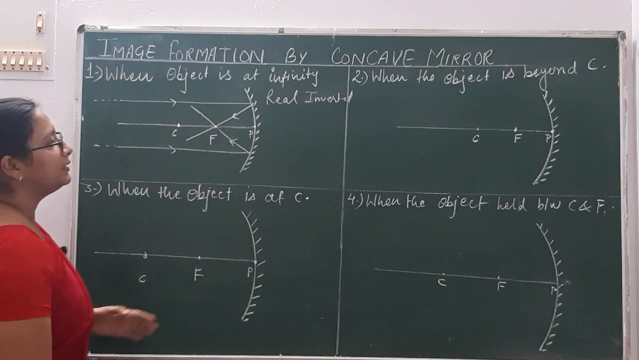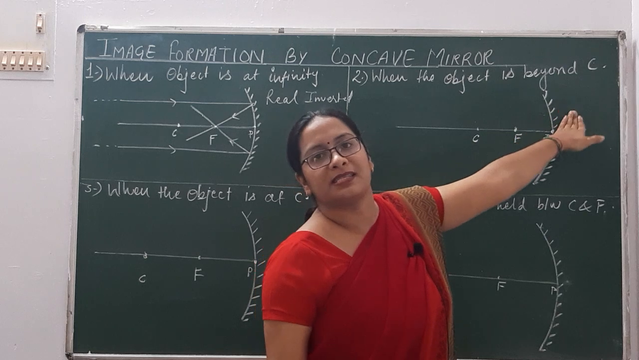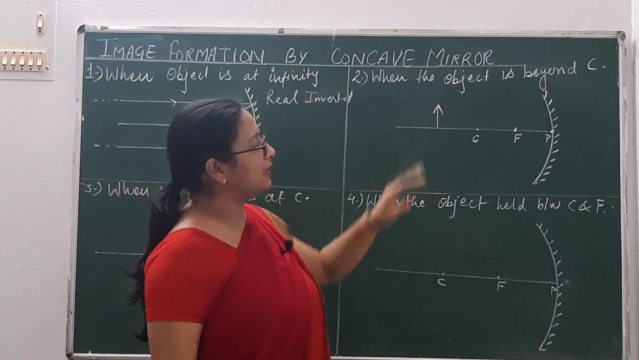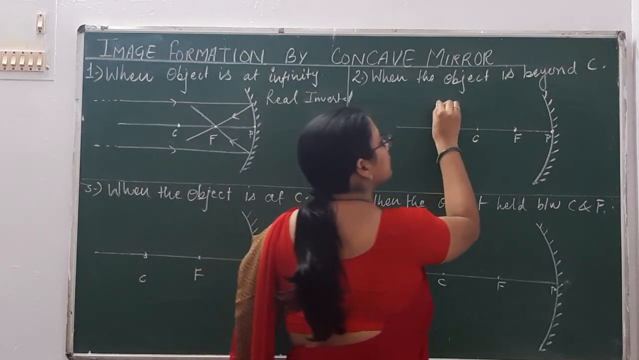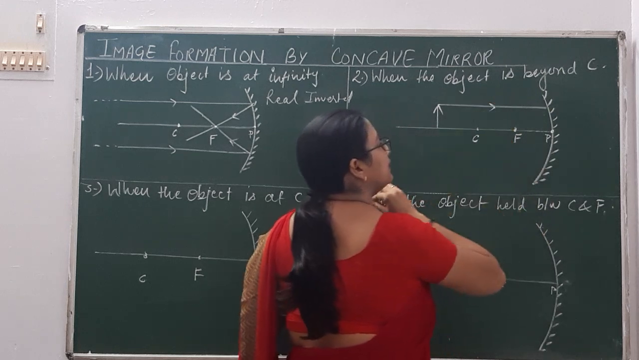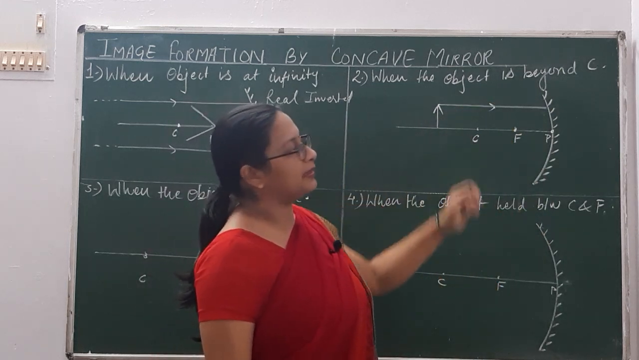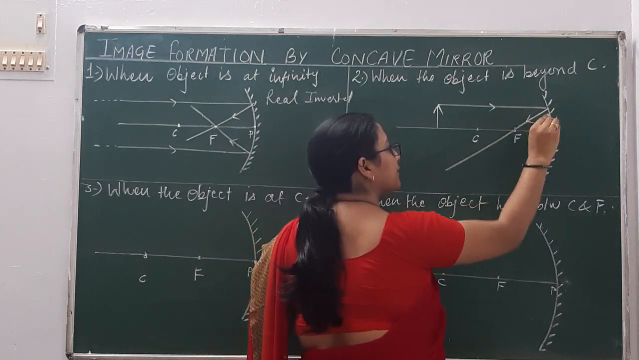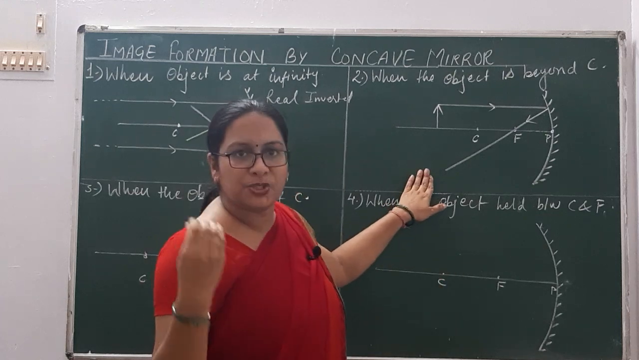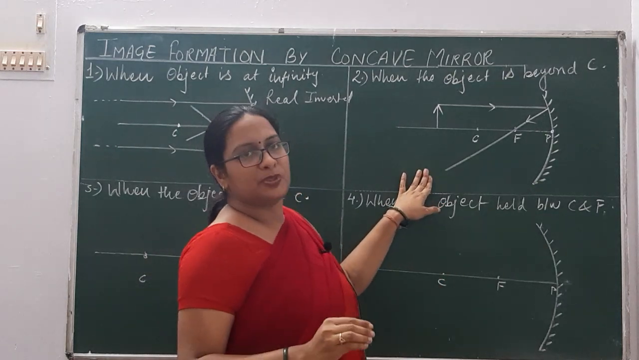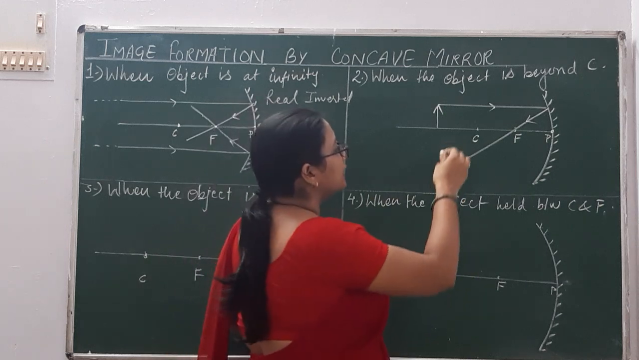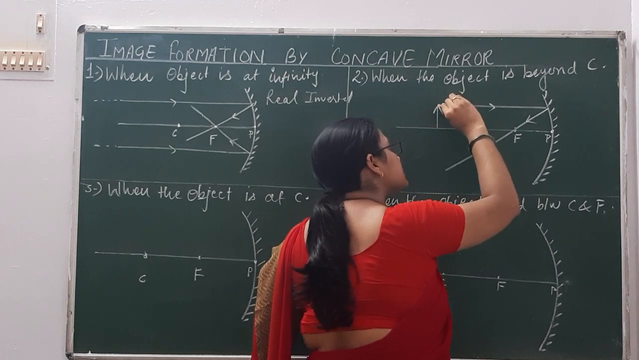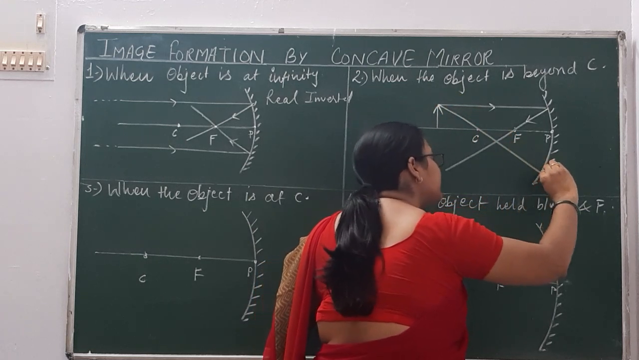Okay. Now in the second situation, when the object is beyond C, suppose object is here which is beyond C, first we will use first rule. We will draw a ray which is parallel to the principal axis, and after reflection it will pass through focus. Okay children, here we will use any two rules to locate the position of image. Now I will take another rule. The ray of light which passes through center of curvature will retrace its path.